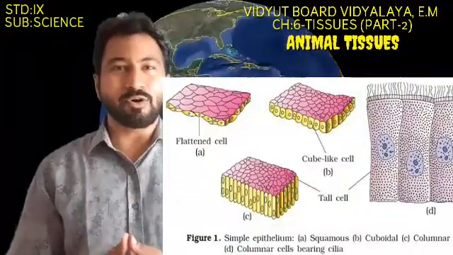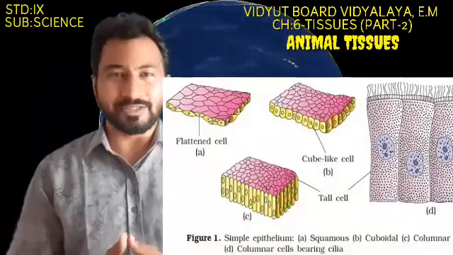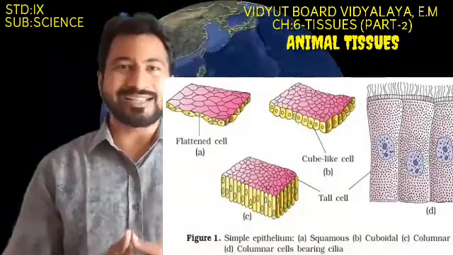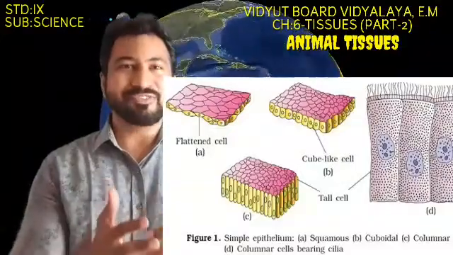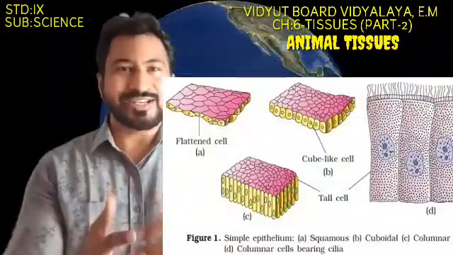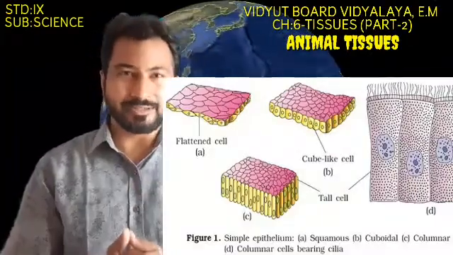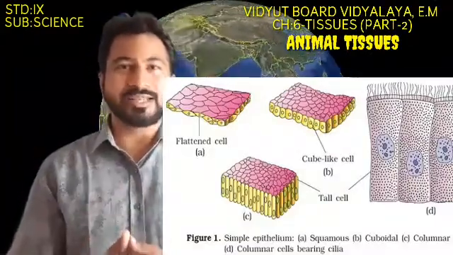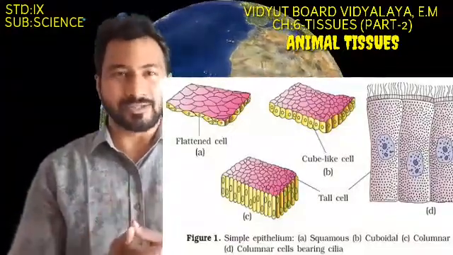Now when the cells of the squamous epithelium form multiple layers, then such cells are said to be the stratified epithelium. Stratified means strata. Strata means the layers. So they form multiple layers. And the best example is that of the skin. The skin has a lot of layers.